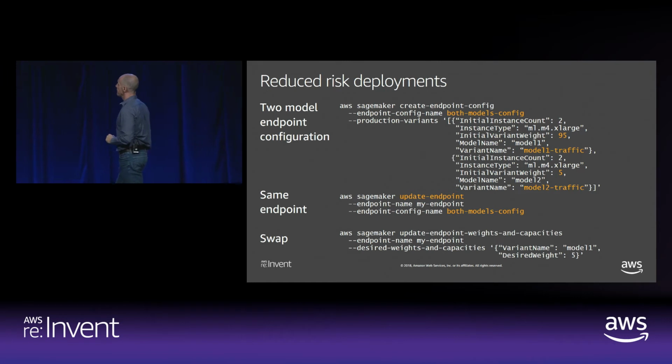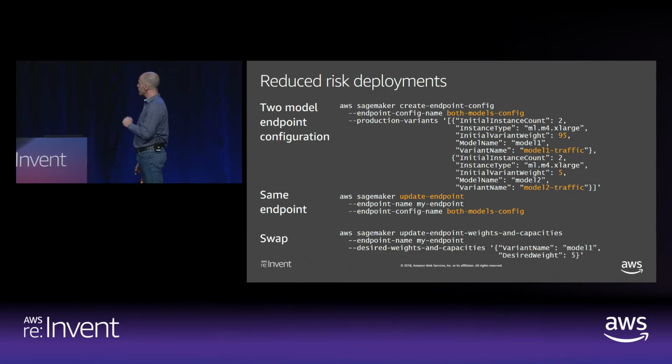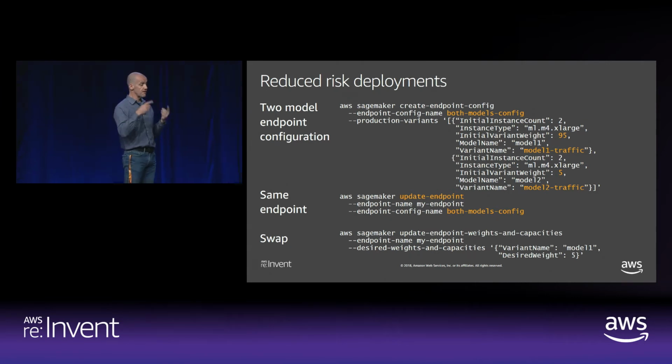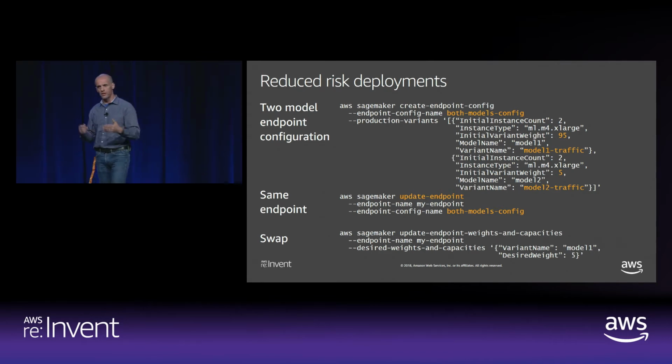Once you're happy that Model 2 meets your needs, you can say, OK, I'm going to start turning down Model 1. You can change the desired weight of Model 1 from 95 to 5. So now each model will take 5/10, i.e. 1/2 of the traffic, and you have them both. And if you're happy, over time you can say, hey, I'm going to turn Model 1 off completely, or maybe leave it running at very low capacity, whatever your business needs are.